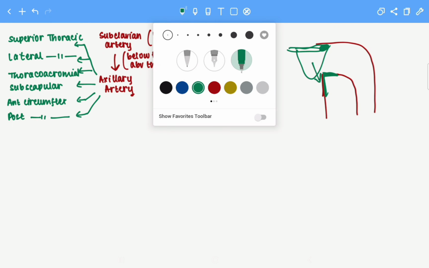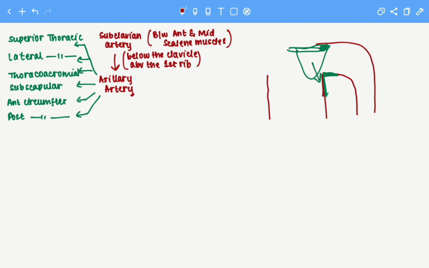Now, the axillary artery, once it crosses the teres major muscle, so the teres major, let's say it's here. Once the axillary artery crosses the teres major muscle, it will be known as the brachial artery. So, crossing teres major, it will be known as brachial artery.